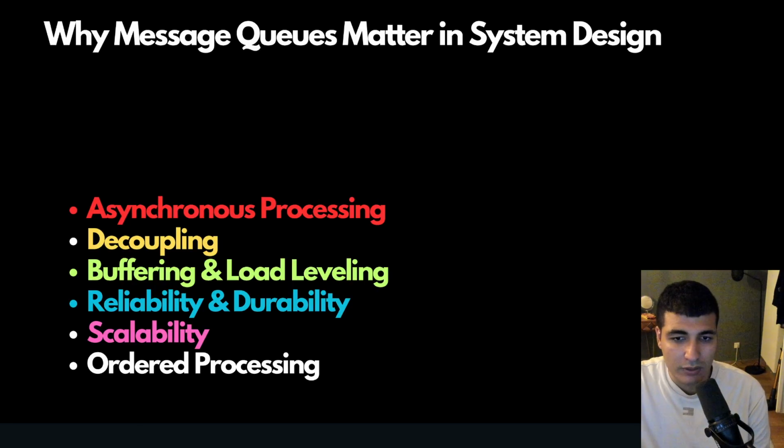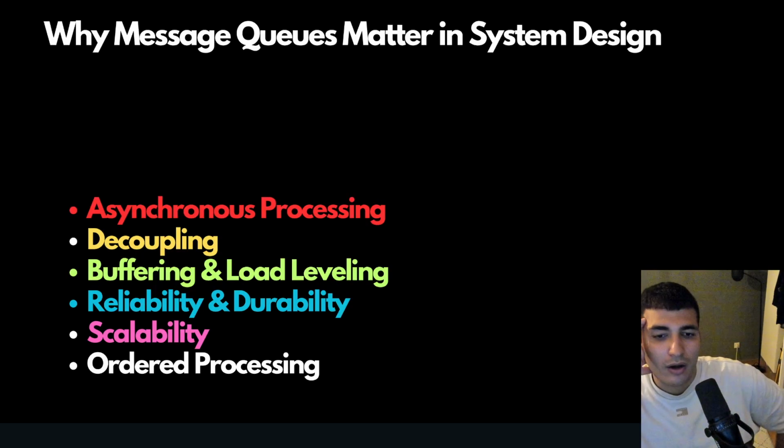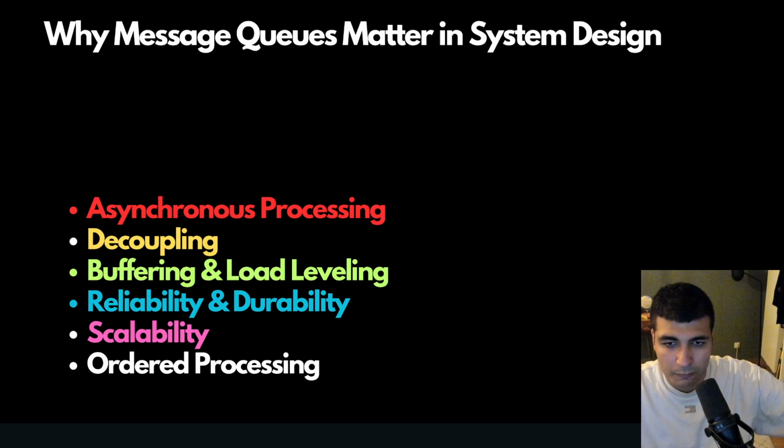Also, we have fault tolerance, because if a consumer instance crashes during processing, the message can be requeued and picked up by another consumer. So the system is fault tolerant. Next, we have order processing. Some queue systems like Kafka partitions or FIFO queues can guarantee message order for specific use cases, which is crucial for certain workflows.